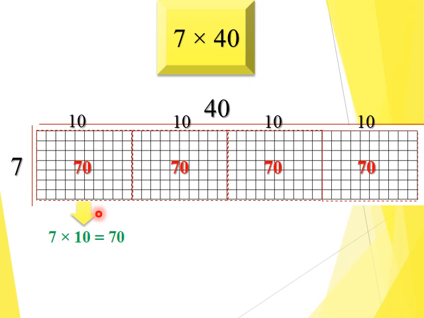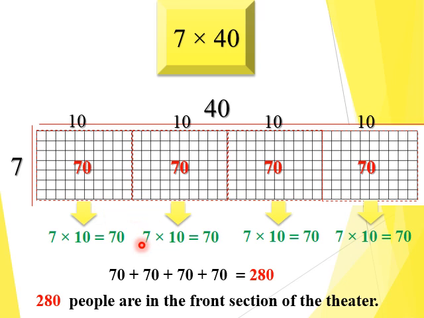What number sentences can you write for each of the other rectangles? That's right, it's the same. 7 times 10 equals 70 for each small rectangle. Now let's find the sum of the products. 70 plus 70 plus 70 plus 70 equals 280. So 280 people are in the front section of the theater.